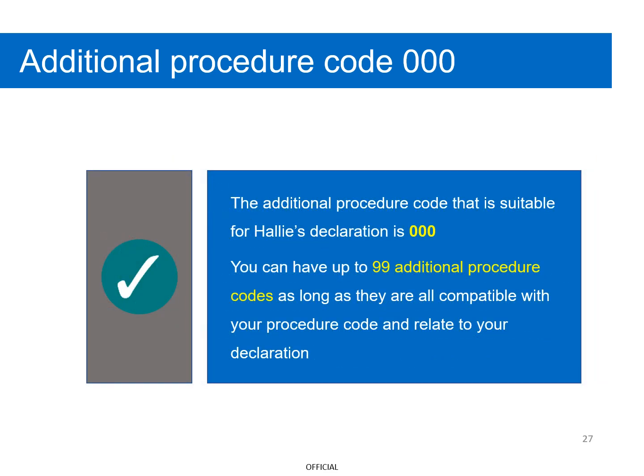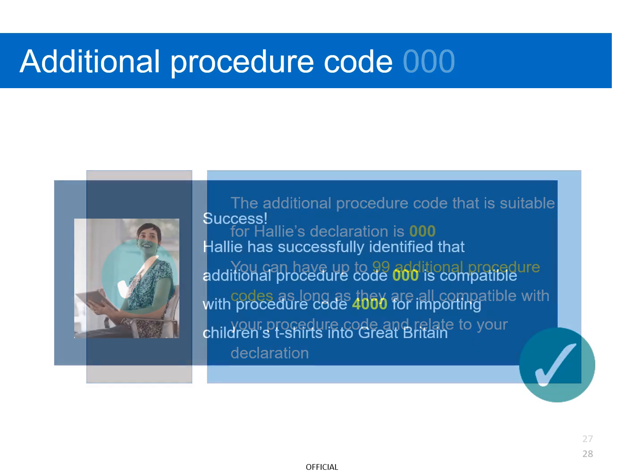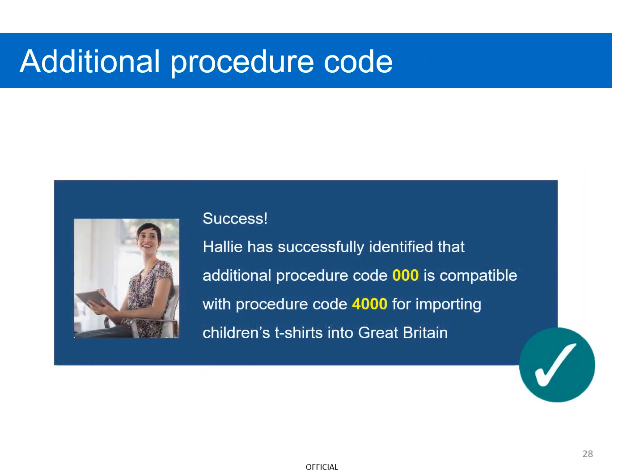Therefore, the additional procedure code that is suitable for Hallie's declaration is 000. However, you can have up to 99 additional procedure codes as long as they are all compatible with your procedure code and relate to your declaration. Hallie has correctly identified the additional procedure code for her children's t-shirts as 000.